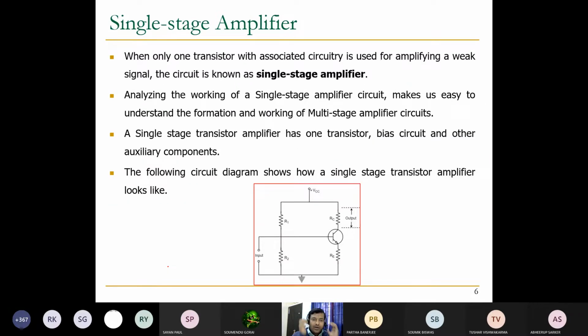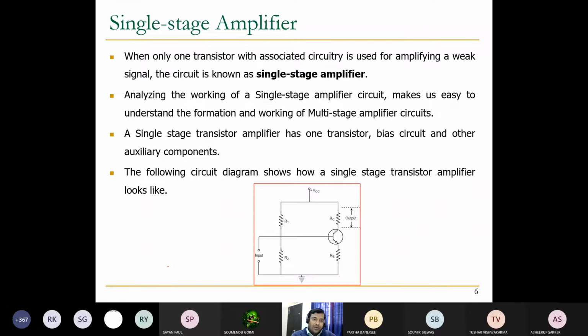Okay. So now let's talk about the single stage amplifier. Then I'll talk about classifications of amplifiers. After that, I'll talk about the common mode amplifier. Then I'll talk about how we can implement this amplifier for real applications.